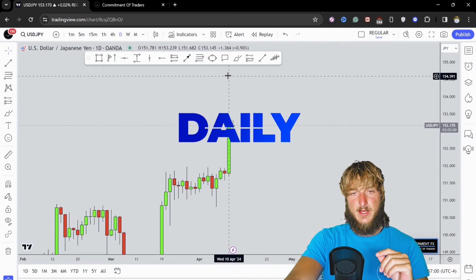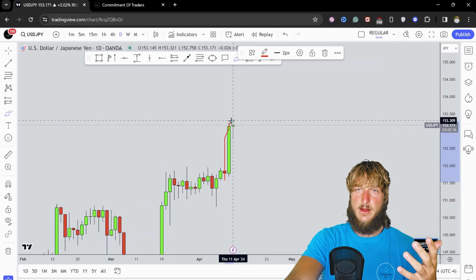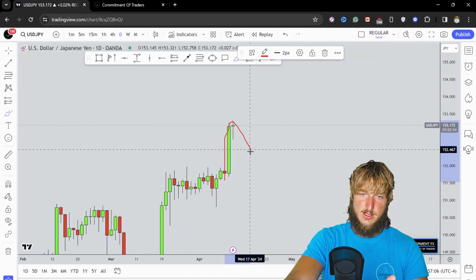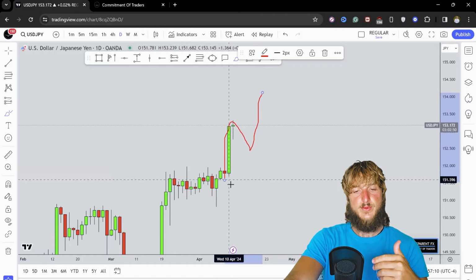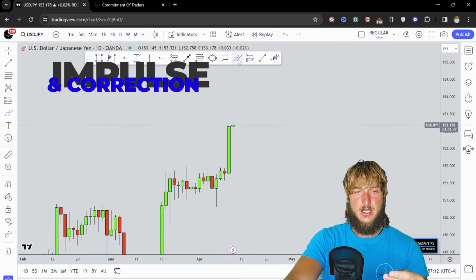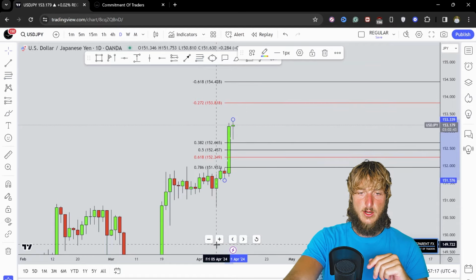Well, from a daily perspective, as we were saying, the market has now a very clear impulse to the upside. Now, after an impulse, what you would expect is first the correction and then the continuation to the upside. Now, generally speaking, when you have an impulse and you want to measure the correction, what you have to do is take your Fibonacci from the low to the high of the impulse leg.